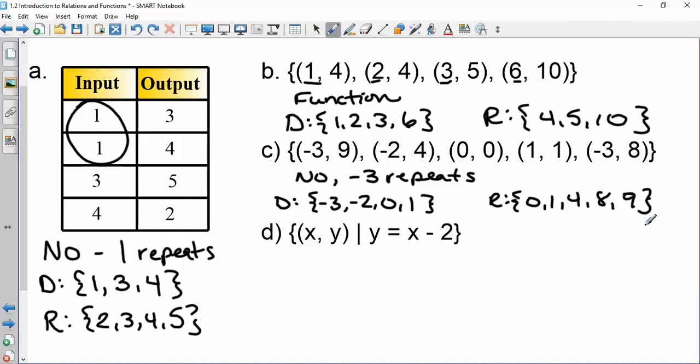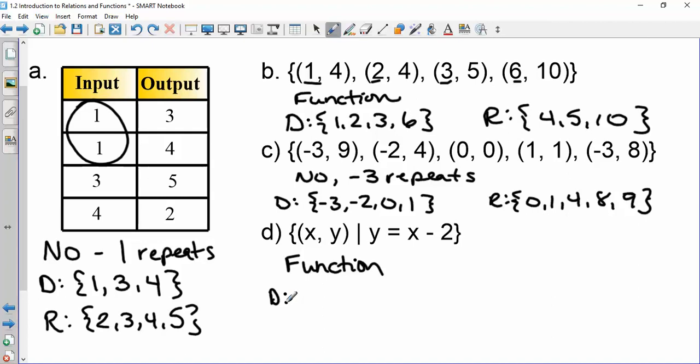So is this going to be a function? Will I ever pick an x value that gives me 2 different answers out? No. So that means it would be a function. Domain. Is there any number we can't plug in? No. So in the past, we wrote that as all real numbers.